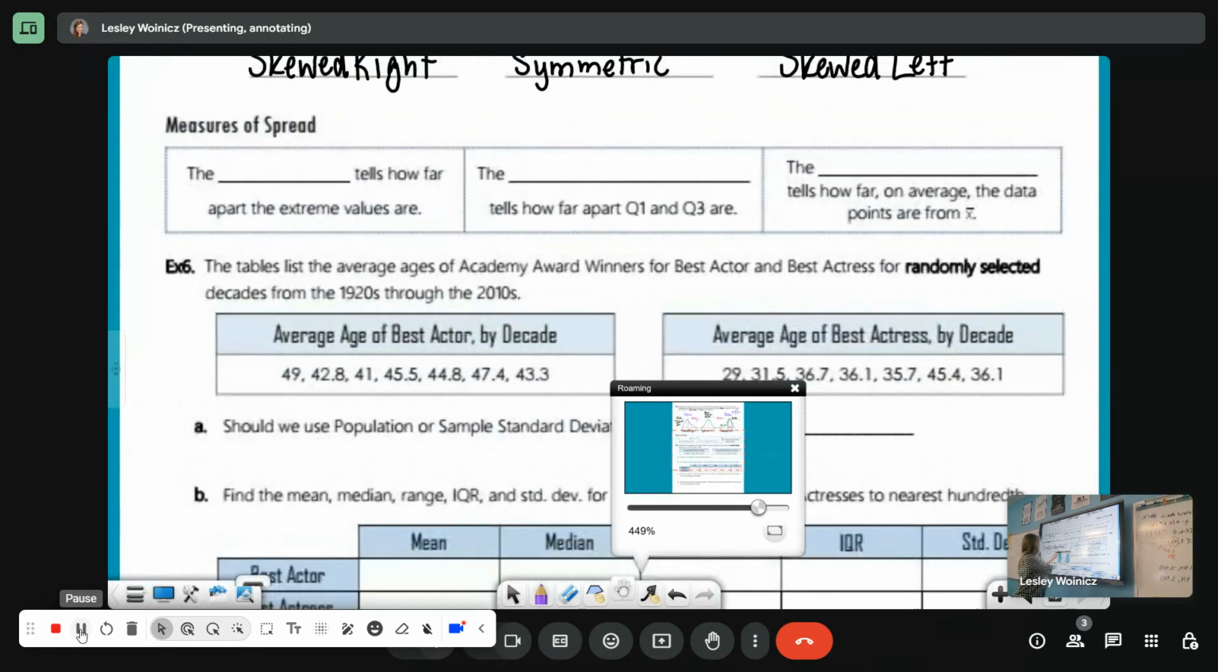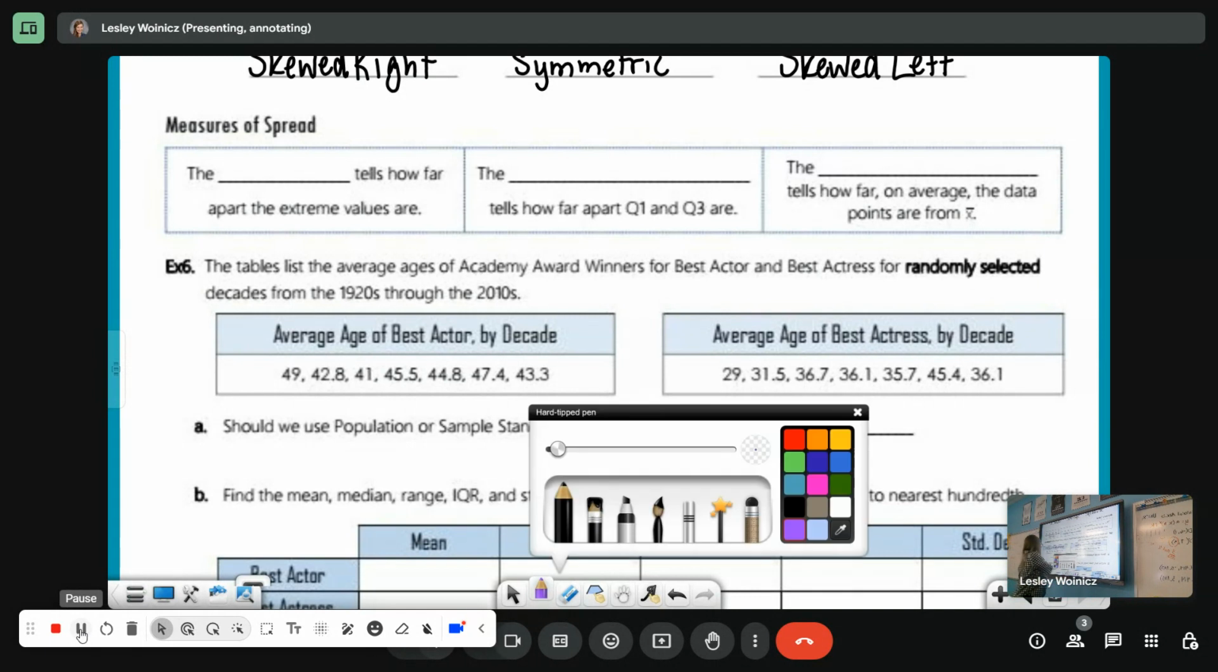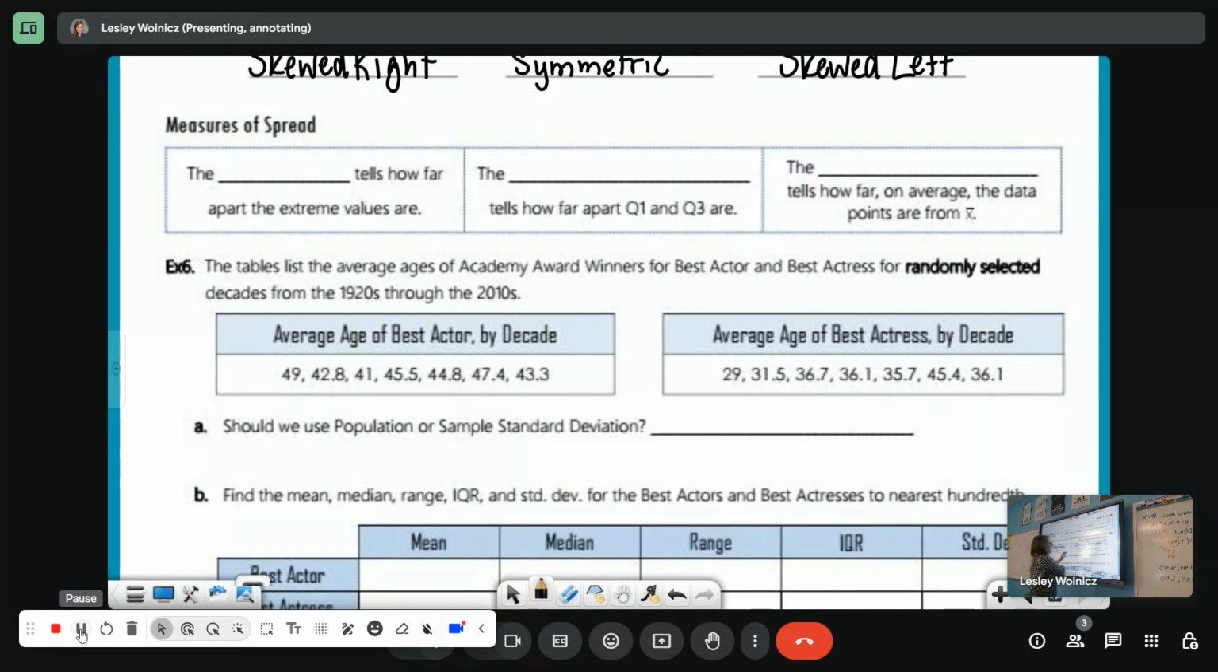Okay, measures of spread. This is an easy one. The range. The range tells us how far apart the extreme values are. This is the min and max. So to find the range, we are just going to do max minus min, big minus little, and that gives us the range.